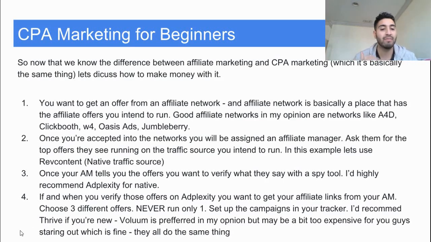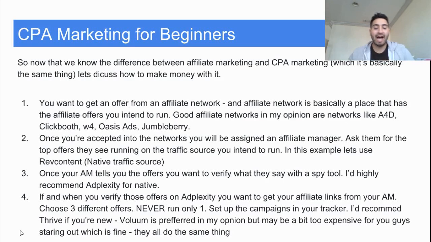Once your affiliate manager tells you the offers, you want to verify what they say with the spy tool. A great spy tool I would recommend would be Plexity for Native. If and when you verify those offers on Plexity, you want to get your affiliate links from your affiliate manager. Choose 3 different offers. Never run only one. Running only one is kind of like suicide, because it's like putting all your eggs in one basket. You never want to do that.